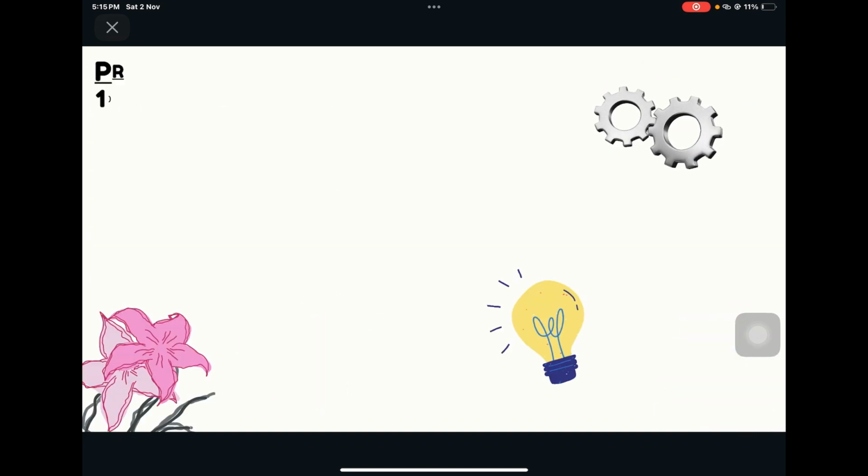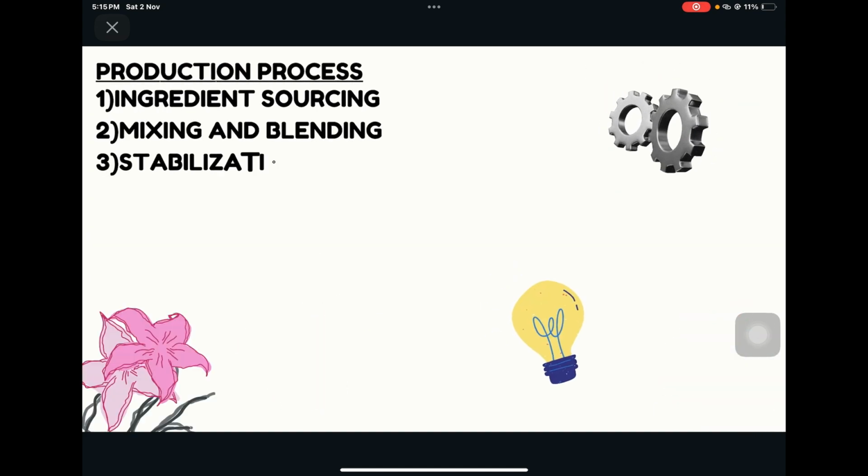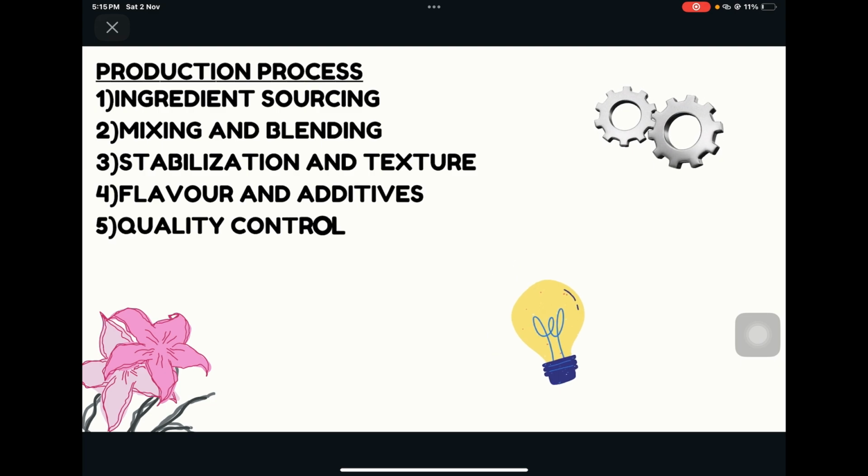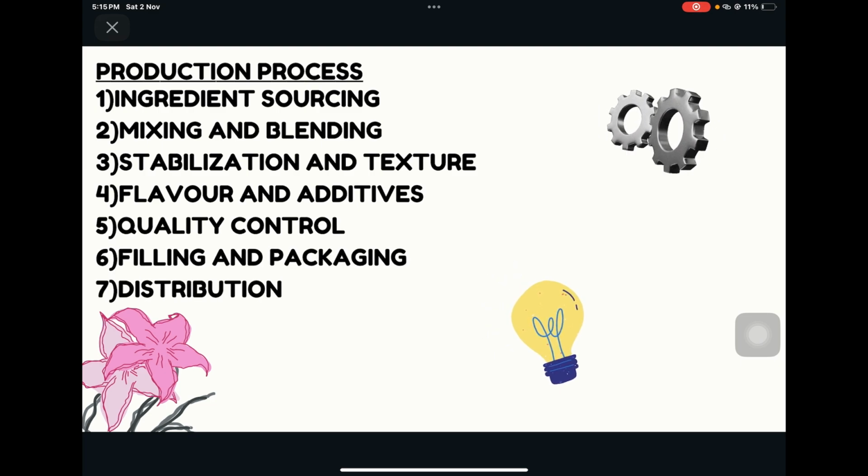Next. Now this is the production process. Number 1 is ingredient sourcing. Number 2 is mixing and blending. Number 3 is stabilization and texture. Number 4 is flavor and additive. Number 5 is quality control. Number 6 is filling and packaging. Number 7 is distribution.